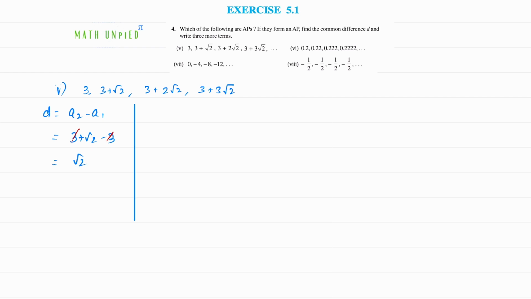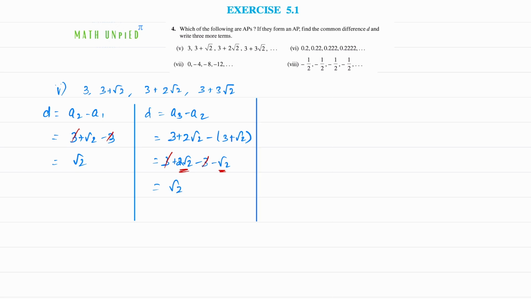Now let's see the difference between A3 and A2. A3 minus A2, which is equal to 3 plus 2 root 2 minus 3 plus root 2. This is equal to 3 plus 2 root 2 minus 3 minus root 2, and after cancelling, also this 2 root 2 minus root 2 will be 1 root 2. So this is equal to root 2.